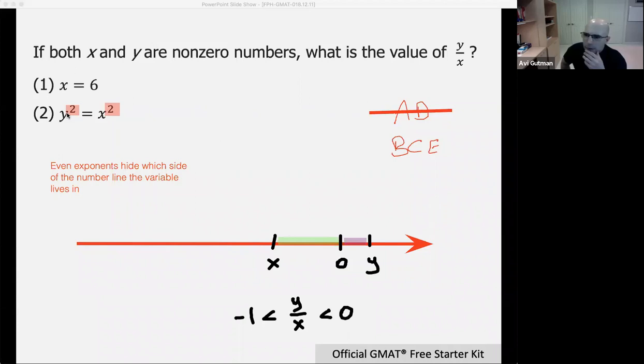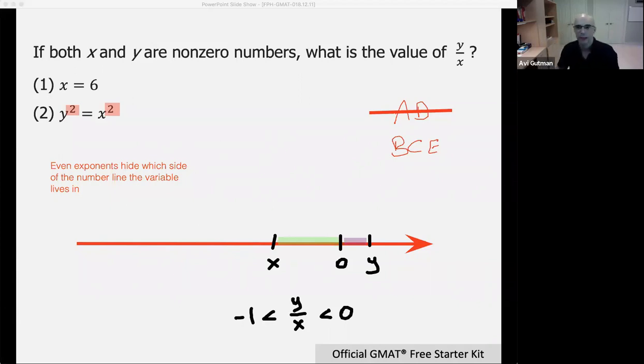Anurag, MS, and Zain are all correct. And Robert as well. Really well done. So what we can tell for sure is that x and y have the same distance from 0. We can't say which side of 0 because of those even exponents that are hiding that piece of information. There's just no way for me to tell which side of 0 x and y are on from statement 2. But what I can say is that their distances from 0 are the same.